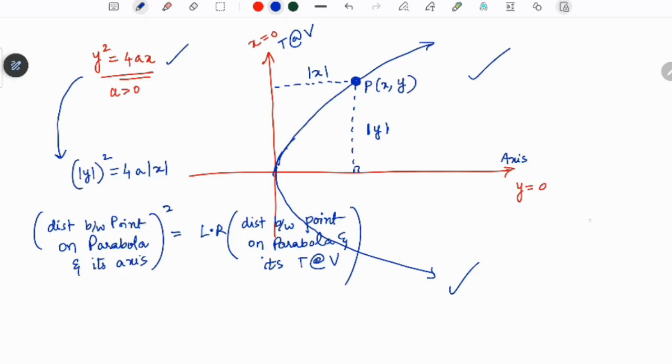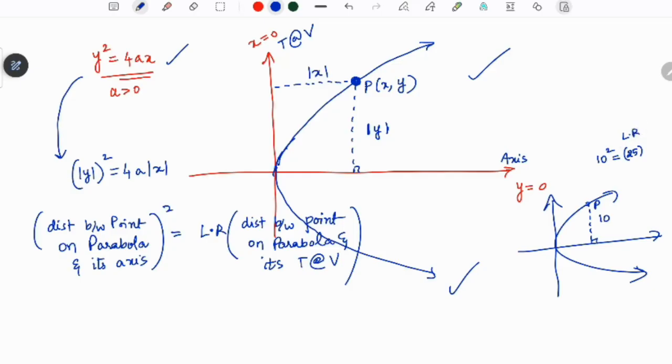Any point you take on the parabola, what is happening? Okay, so this is one parabola. It has tangent at vertex and axis. This distance, let's say this is 10. Distance between the point and the axis square is equal to latus rectum. Let's say latus rectum is 25, into this distance between the point and the tangent at vertex. This is what we noticed.